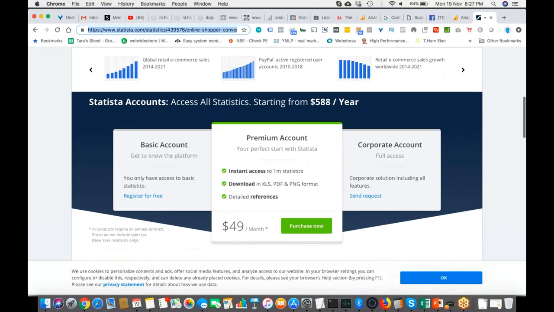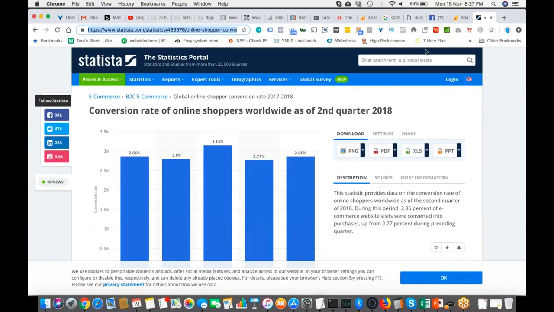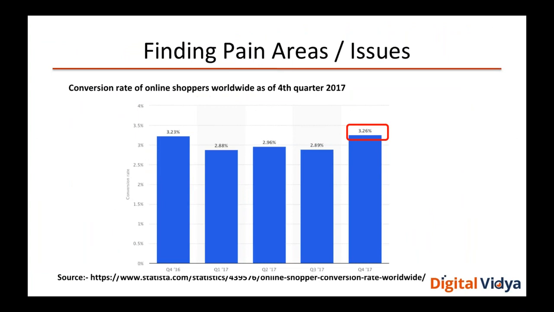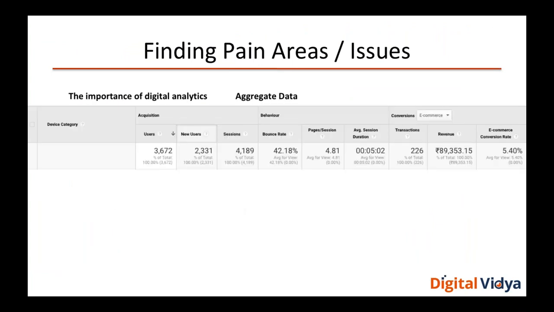Some reports are free, some reports are paid. You can check it, check for their premium account, etc. Okay, now coming back to this. So we know this is not going to exceed 4%, okay? And we haven't seen even 4%. 3.5% is what we've seen.